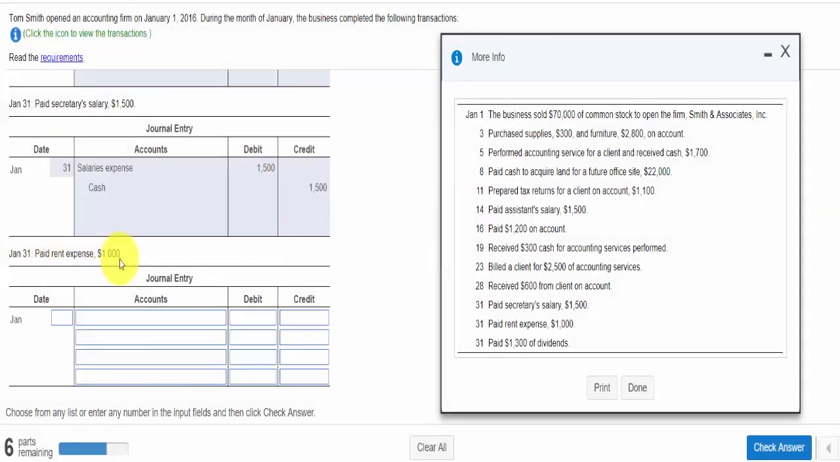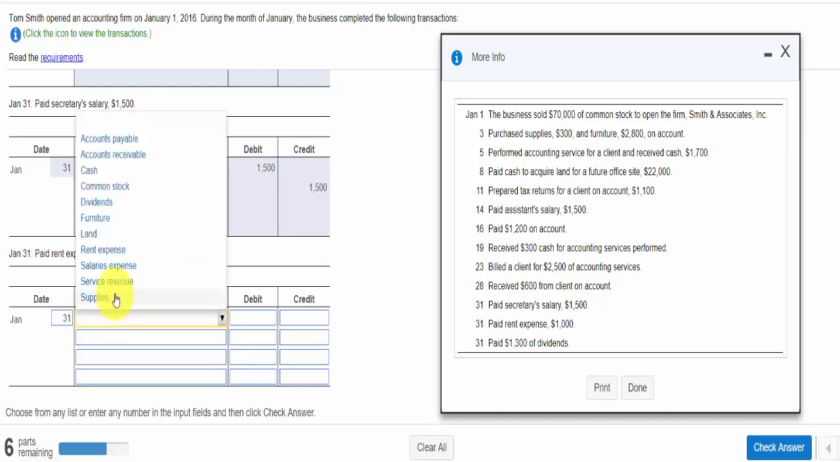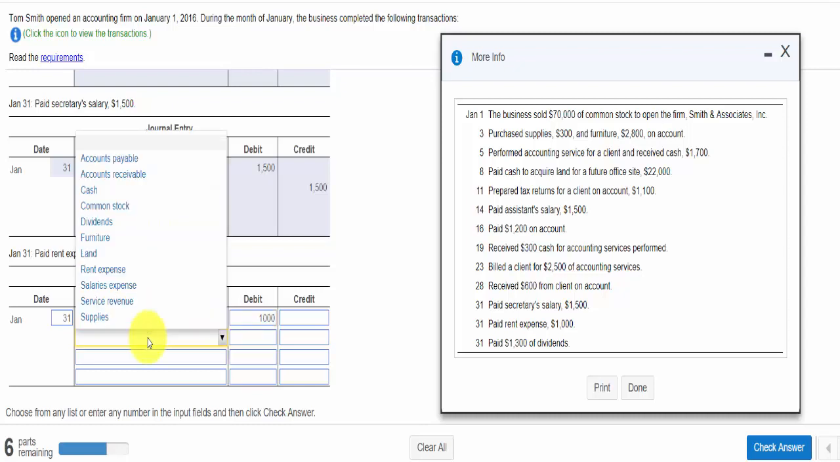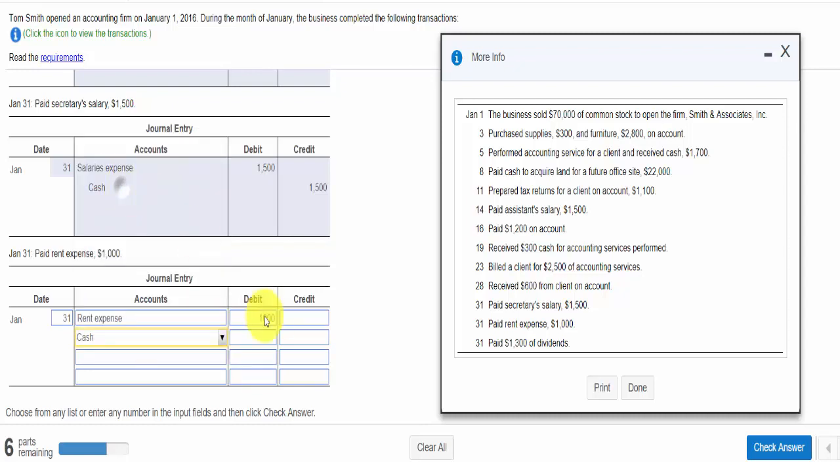Paid rent expense of 1000. Date is 31. Rent is our expense account. Increase in expenses is always debited. Paid the rent expense, it means we paid the rent in the form of cash. Cash is our asset account. Decrease in our asset is always credit.